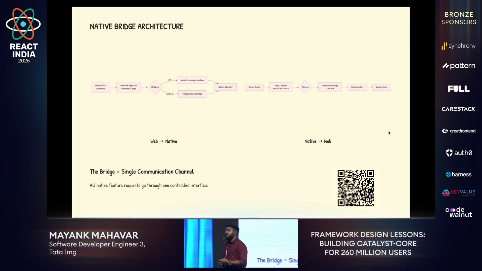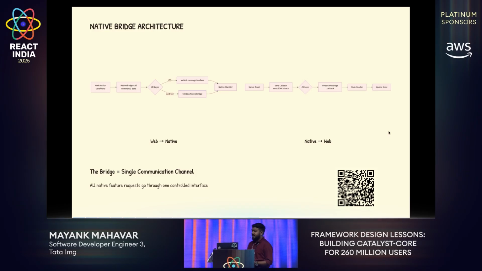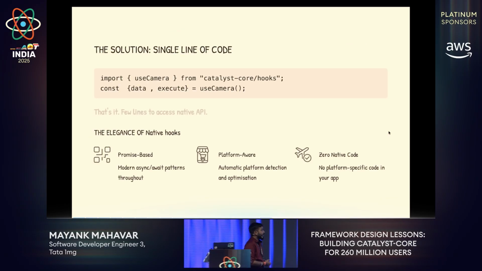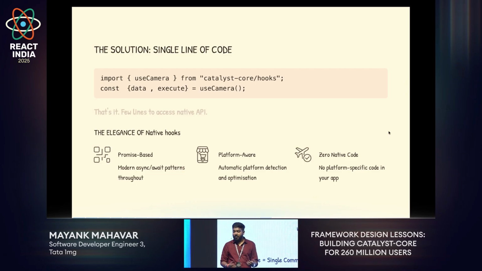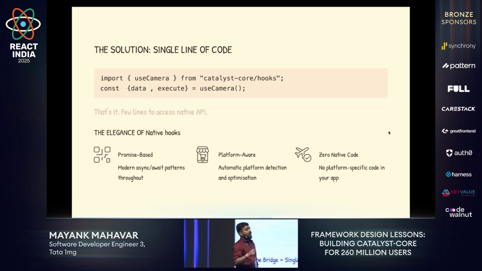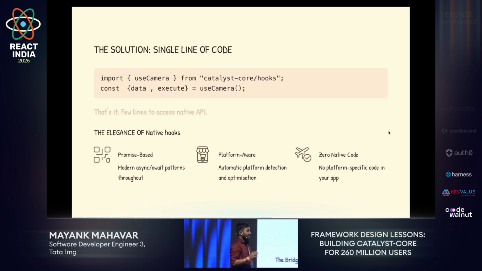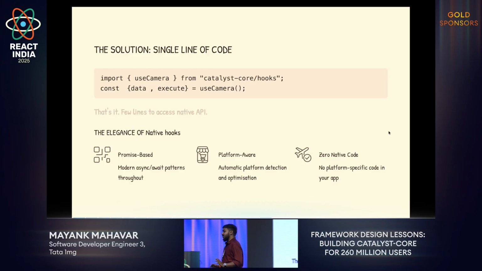What it does is give you the ability to play with the states however you want to, right? And how do I even use it? You use a single line of code. You just import the API which you want to use from the Catalyst core hook, and then you're good to go. The platform awareness comes from us. We figure out which platform it is going to be, and based on that, we figure out which API has to be called. There's zero native code. You are not going to write any native code. Native code will be figured out in the background, and all you have to do is make sure that you build a beautiful web experience. That's it. That's all you need to do.